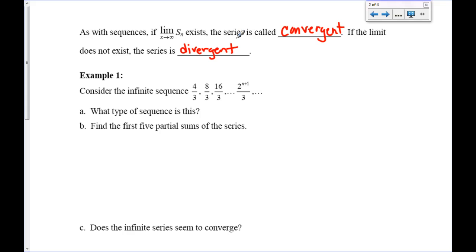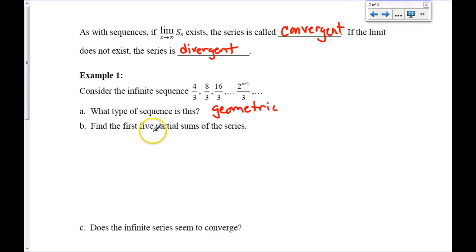All right, so consider the following sequence. Consider the infinite sequence of 4 over 3, 8 over 3, 16 over 3, and then 2 to the n plus 1 over 3. It is geometric. Wait, why? Because they're all being times 2? Yeah, the top part's being times 2.